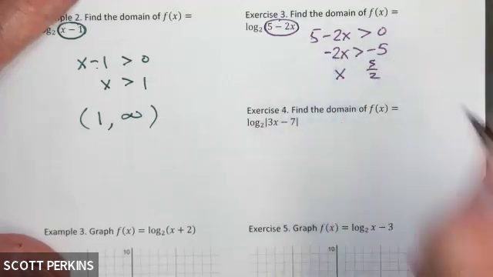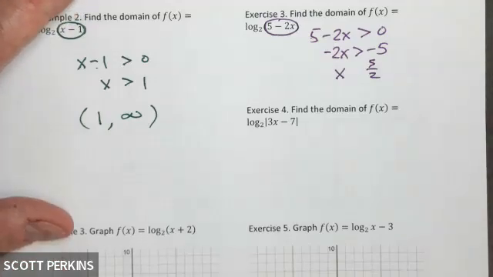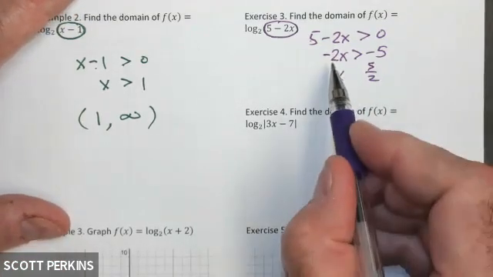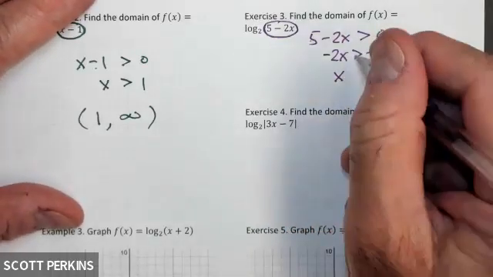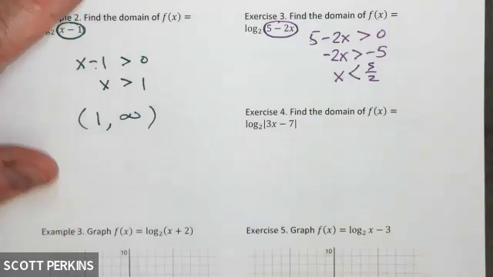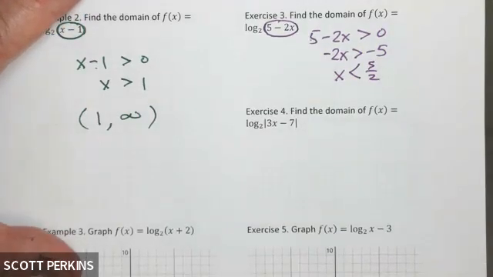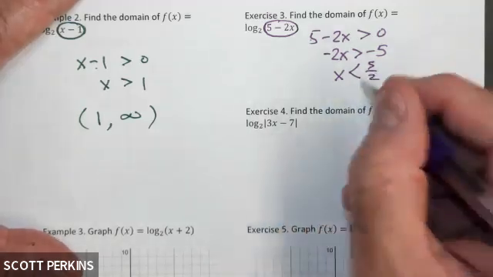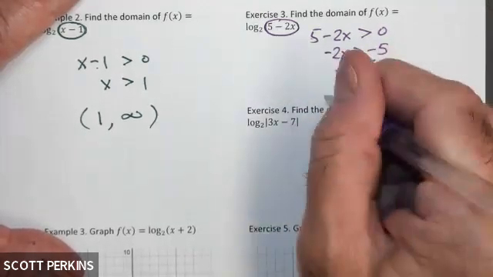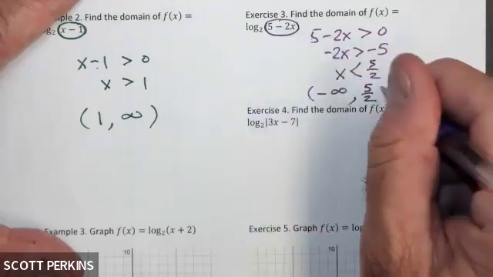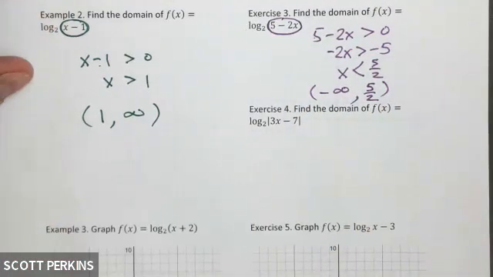And just a real quick reminder from our first day of class, what do I have to do when I divide both sides of an inequality by a negative? Got to flip that sign so it becomes a less than sign. So now my domain is all values less than 5/2, or 2.5 if you use the decimal. And so since everything is less than that, 5/2 is now the upper side of the domain, and the lower side is negative infinity. And there's my domain.